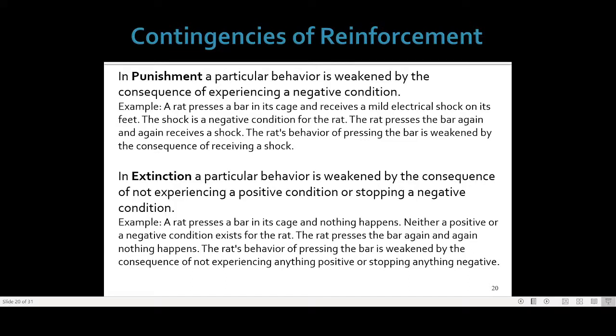The rat presses the bar again and again and nothing happens. The rat's behavior of pressing the bar is weakened by the consequence of not experiencing anything positive or stopping anything negative. After some time, the rat will not press the bar because there is no positive or negative experience received. So we call it extinction.